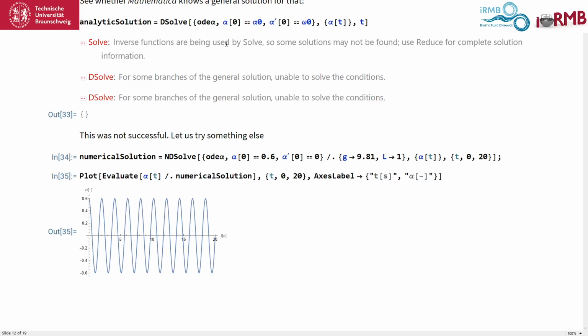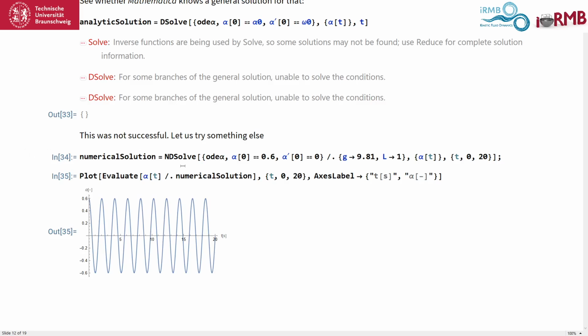Yeah. So you remember when we solved the other equation, we didn't need to be specific. Yeah. So there were constants coming out. So now we need to be specific. So I have to set two initial conditions, alpha at 0 and alpha dash, the angular velocity, at the time 0. And I have to specify all parameters numerically. So say that g is 9.81 and L is equal to 1, say. Yeah? And then also I have to specify the interval from 0 to 20.